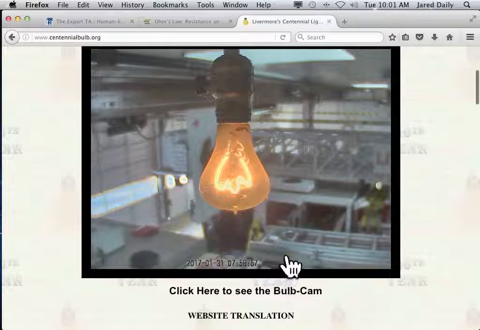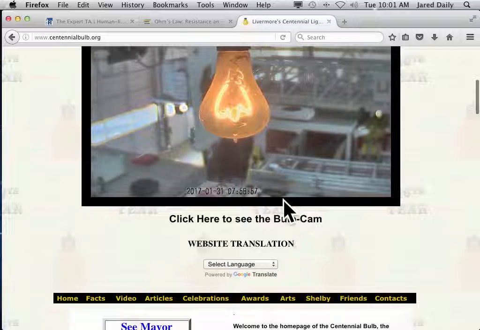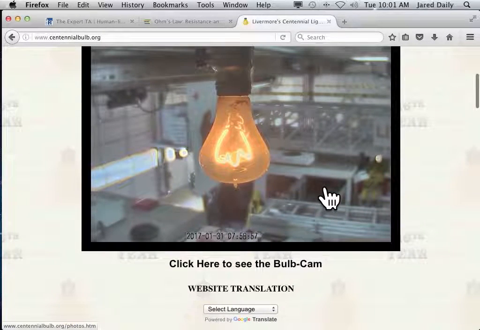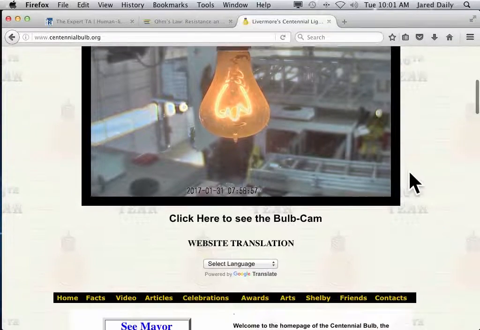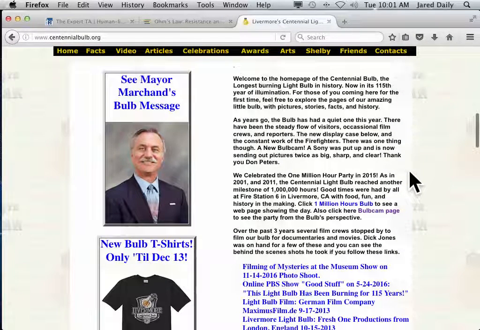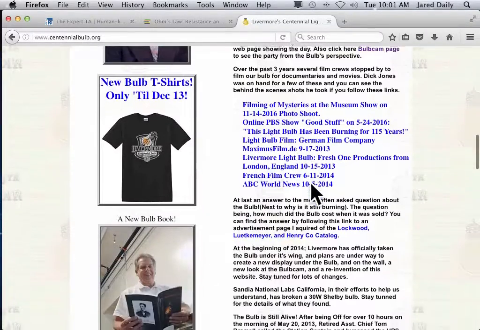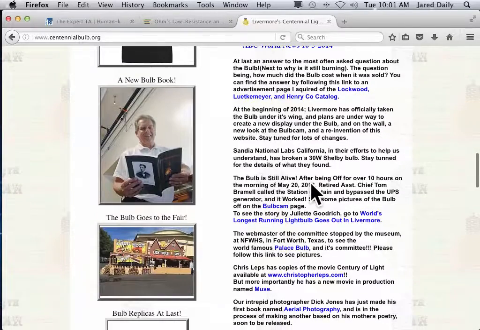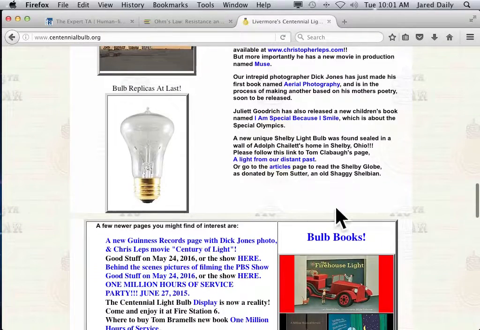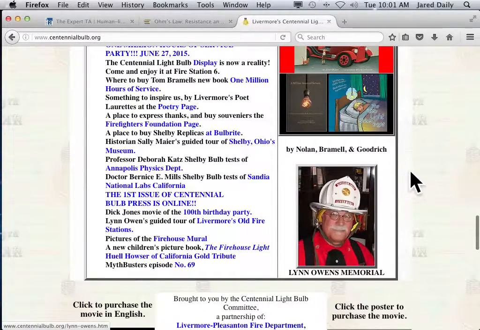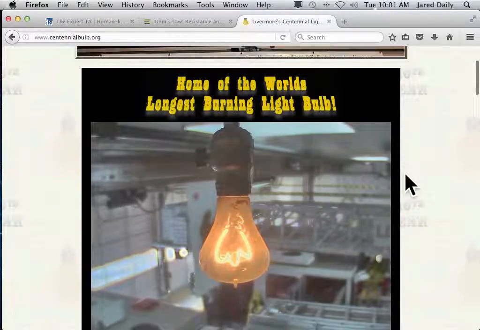You can actually look at the bulb cam. This is the bulb cam, 131, 2017. Yeah, so you're looking at it live right here. This is in one of the fire stations in my town. And this filament right here that's glowing, I believe is made of carbon. Let's see what it says here. Can't remember. Hey, you can buy replicas. I'm pretty sure that it's a carbon filament though.